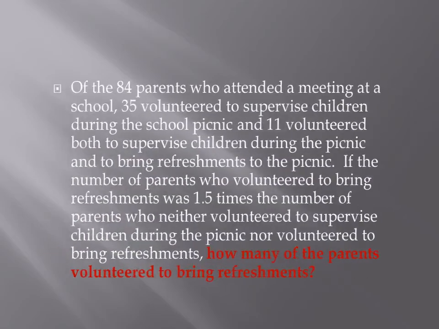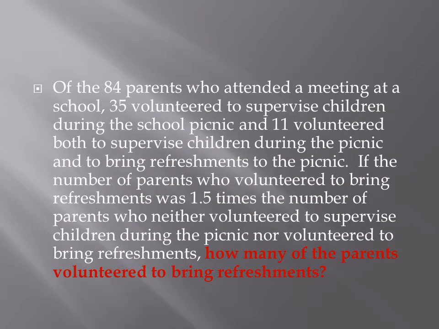So the first thing we need to do when approaching any problem on the GMAT is, of course, read the question. So let's take a look at this question. Of the 84 parents who attended a meeting at a school, 35 volunteered to supervise children during the school picnic, and 11 volunteered both to supervise children during the picnic and to bring refreshments to the picnic. If the number of parents who volunteered to bring refreshments was 1.5 times the number of parents who neither volunteered to supervise children during the picnic nor volunteered to bring refreshments, how many of the parents volunteered to bring refreshments?